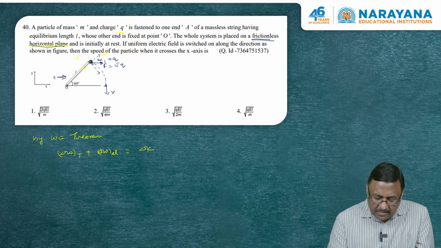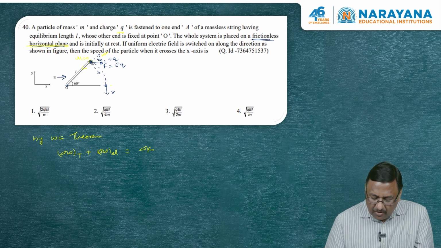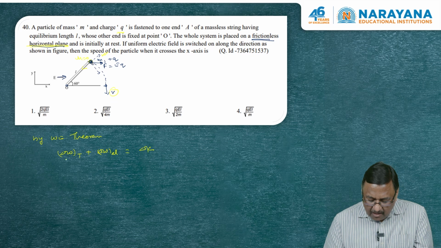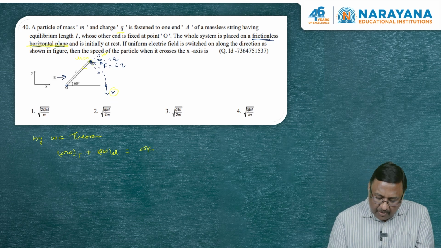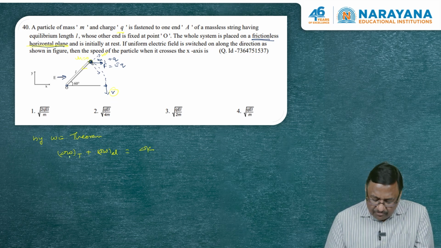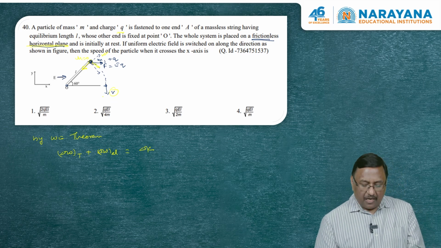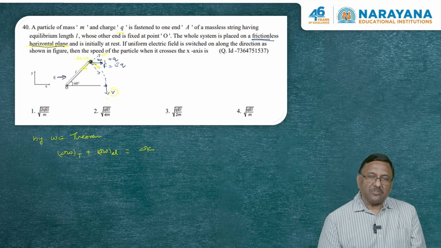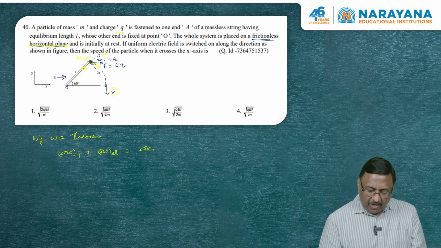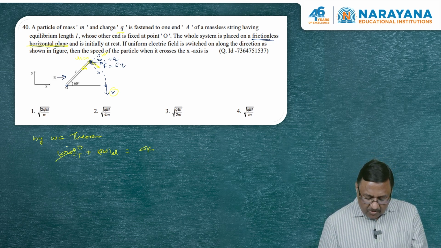Initially it is said to be at rest. That means my velocity here is 0, and here is the velocity he is asking. So I can write, and you know the work done by tension is going to be 0. Reason: force and displacement are perpendicular. The body is moving along the circular arc. If the body is moving along the circular arc, then tension and displacement being perpendicular, the work done by tension is going to be 0.